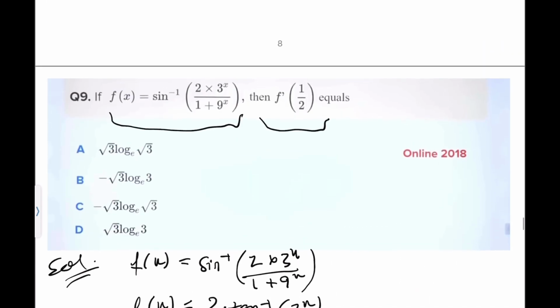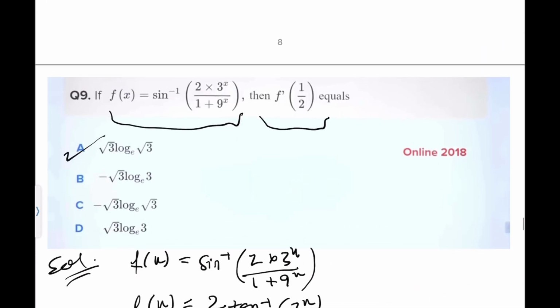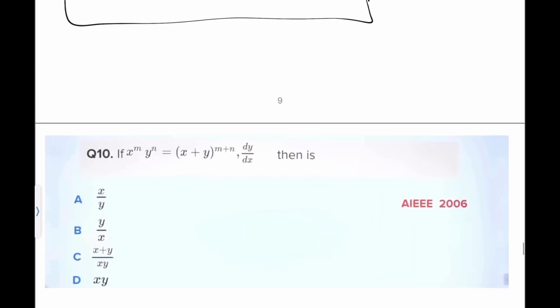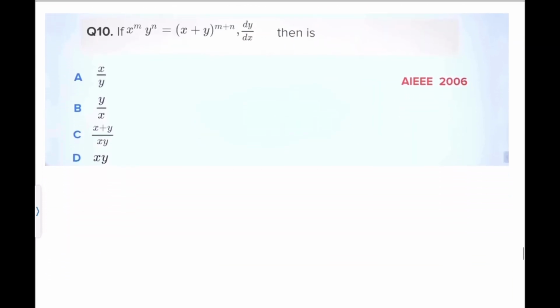Root 3 times log root 3, option number A. These are very easy questions to solve. Coming towards our last question in this differentiation series. We are given this and this. If you remember, this question is from NCERT.